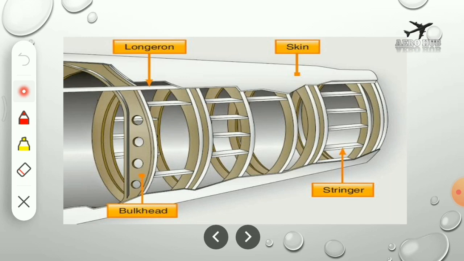In the case of frames, the section we are using is an I section. In the case of stringers, we will be using an inverted hat section. The main reason we are using an inverted hat section is for easy maintenance of the aircraft and easy inspection of the airframe structures.